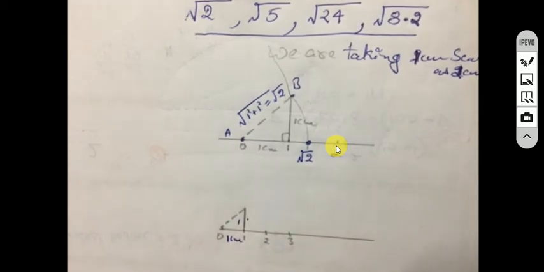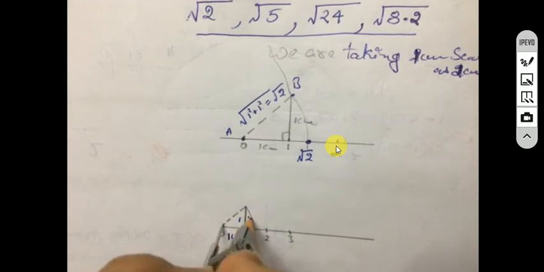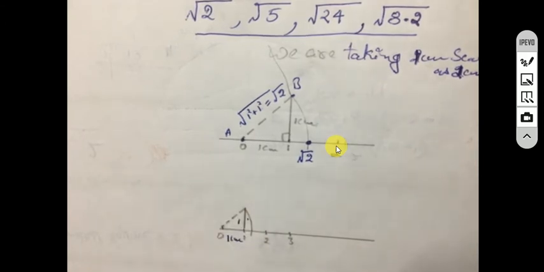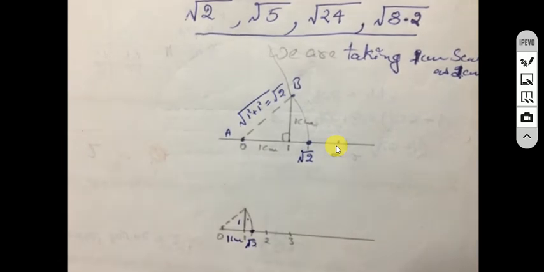Now again we have to show this on the number line. I'll keep the compass like this, initial point, this is final, and I'll make an arc again. Where the arc cuts is under root 2. This point is actually under root 2.